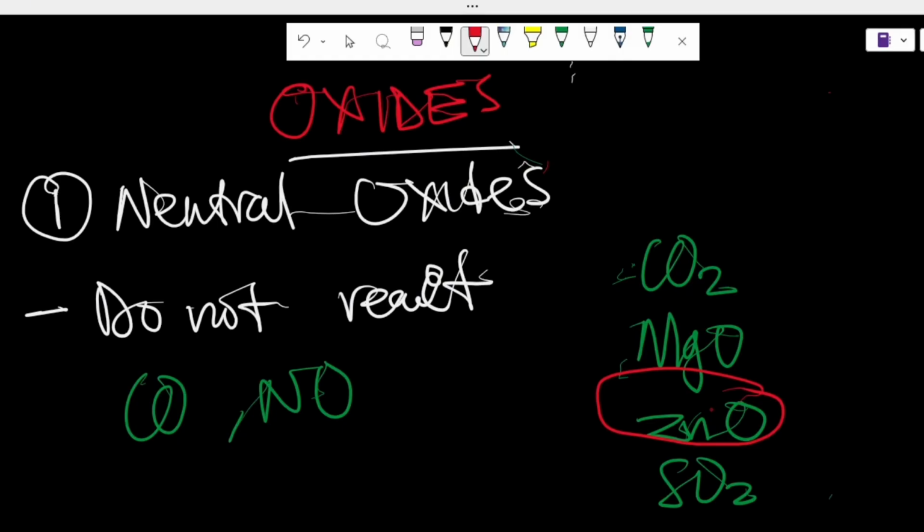Now the same is true for neutral oxides. They might ask you to identify a neutral oxide. So make sure that you absorb this information because it's very, very important.